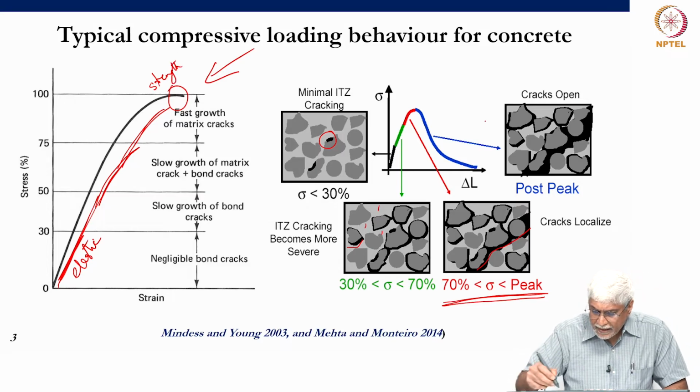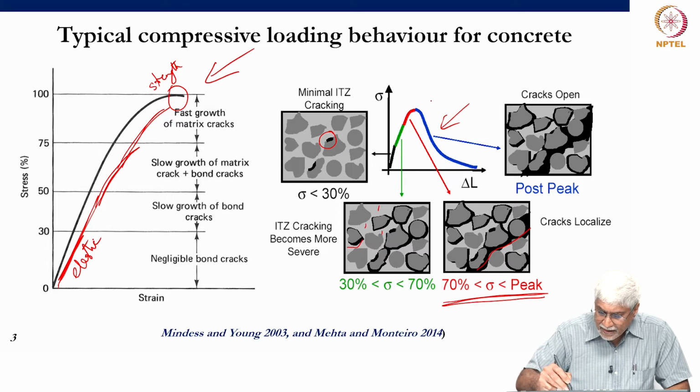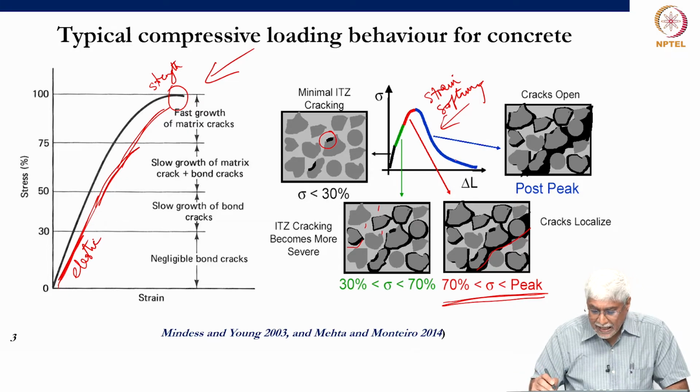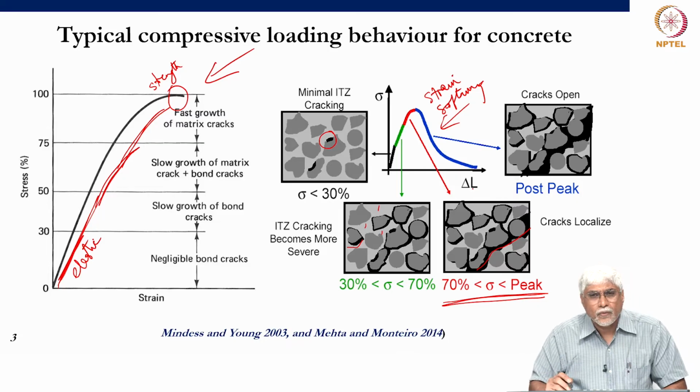In the post peak, what happens is that these cracks connect and you have strain softening. Strain softening is where you have a reduction in the load carrying capacity as we increase the strain. Okay. So, this is basically what occurs.